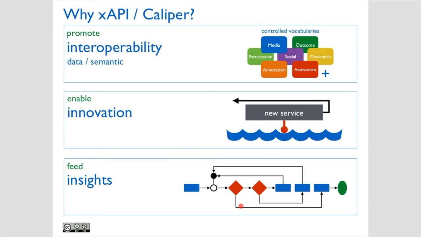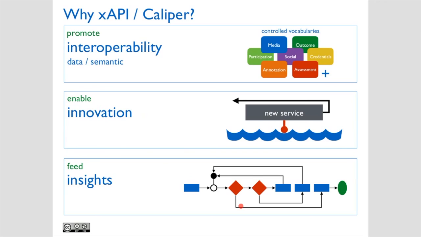From my perspective, there's three overriding considerations to the value proposition. The first one is the promotion of interoperability. Not just interoperability from a data perspective, so the exchanging of data between systems, but also semantic interoperability. What I mean by that is the exchange of meaning between systems. That's certainly a key driver for Caliper, and I think too for xAPI.